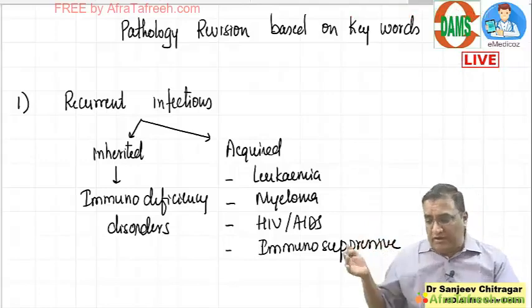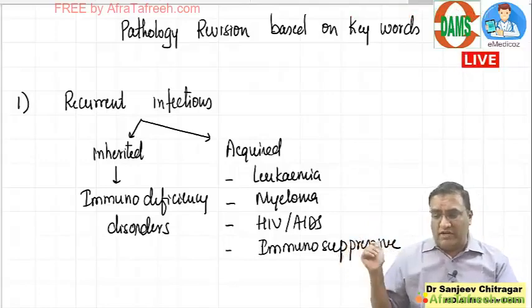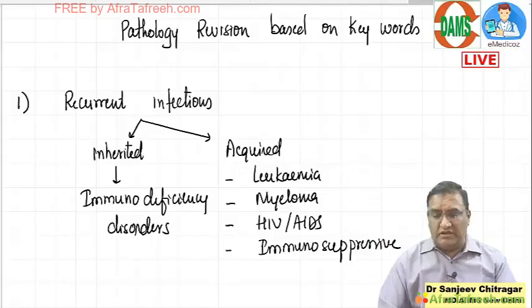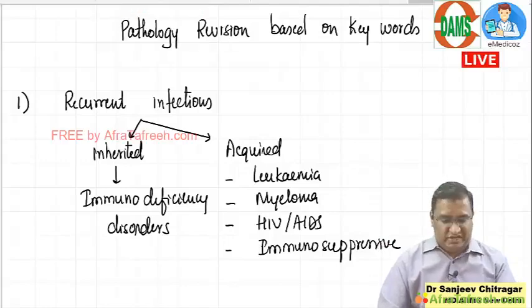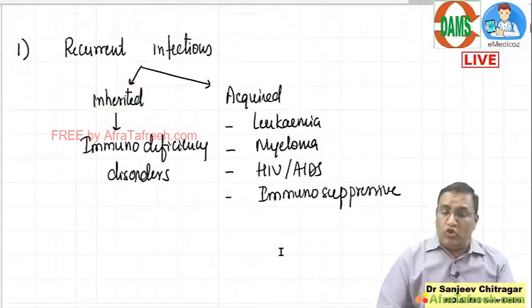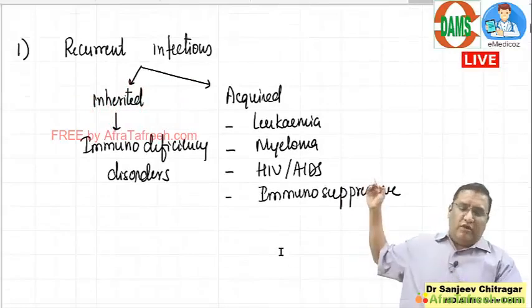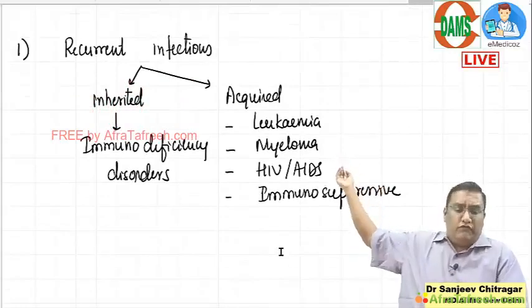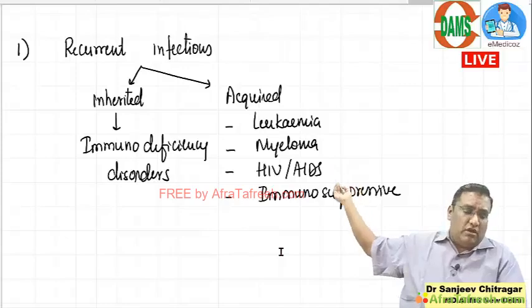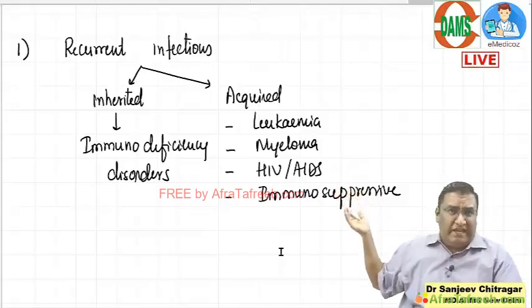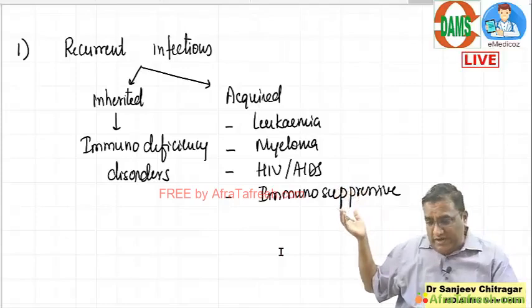So the acquired one, we are not interested in here. Yes, we are interested in the inherited one. In inherited, there will not be much clinical hint given. In acquired, there will be adequate clinical hint for lymphoma, leukemia, myelomas, or HIV, AIDS, immunosuppressive drugs, other malignancies also. I told you the acquired could be there, right?